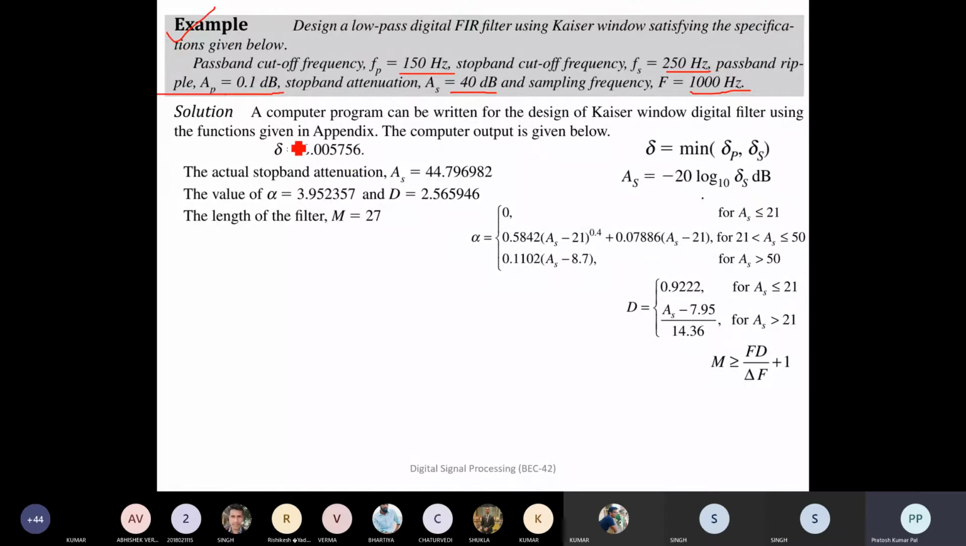So based on this, we will be finding the delta 1 and delta S, which will be considered the same. Here one thing is that once we have considered the minimum delta P and delta S, then we are going for worst case designing. So we will consider this delta value to find this ES value.